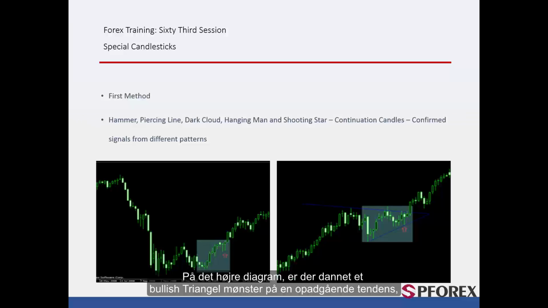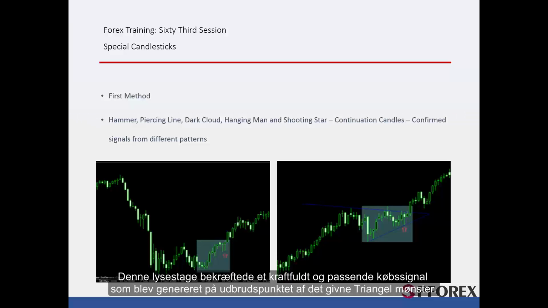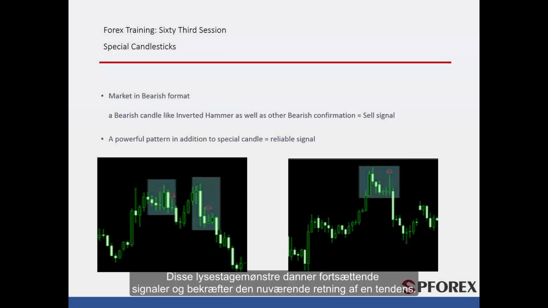On the right graph, a bullish triangle pattern has formed on an uptrend, in which a bearish hanging man has formed on a breakout point. This candle pattern confirmed a powerful and suitable buy signal that has been generated on the breakout point of a given triangle pattern. So, a trader could place a buy order on this spot. These candle patterns generate continual signals and confirm the recent direction of a trend.